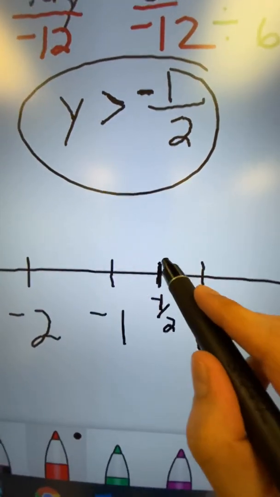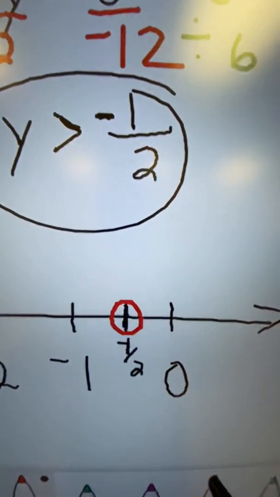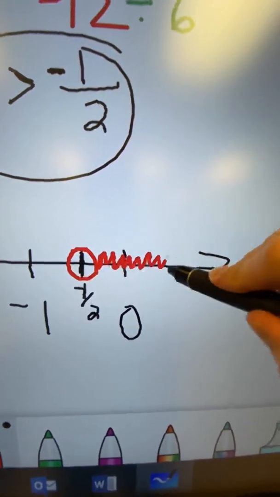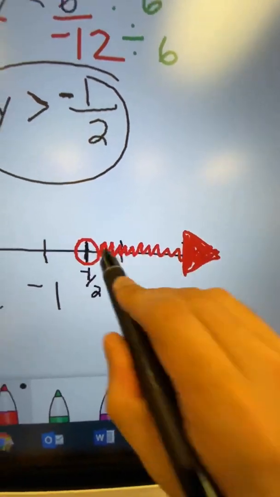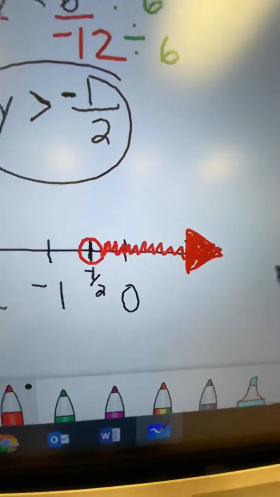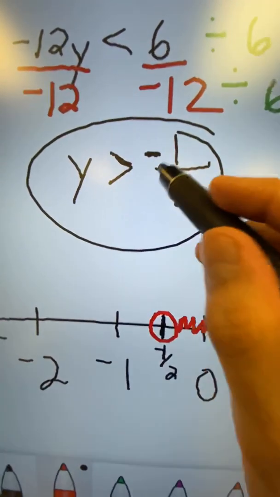To show that I'm not including it, I put an open dot on that number. Numbers bigger than -1/2 would be shaded to the right, so I'll just shade everything to the right. This is saying any numbers bigger than that. So any number that I pick out of this solution set and beyond, because it goes forever, will be a solution. We'll make this inequality true.